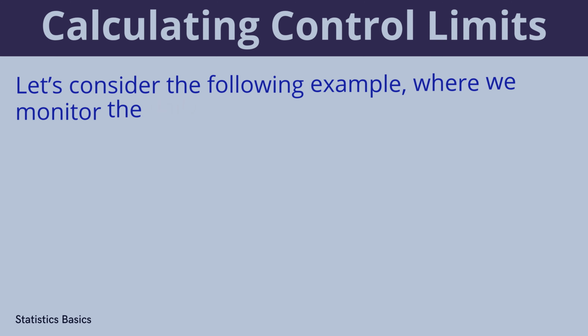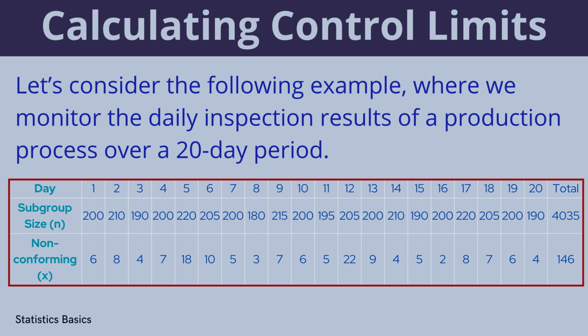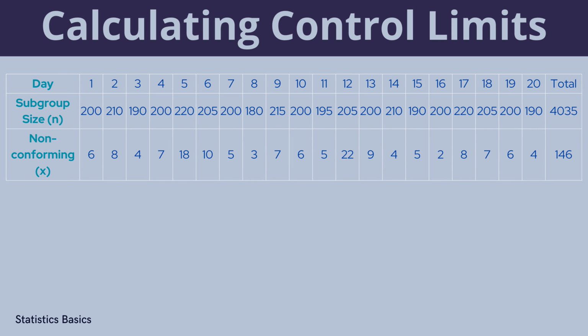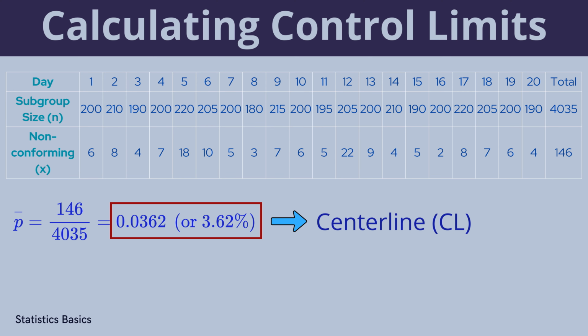Let's consider the following example, where we monitor the daily inspection results of a production process over a 20-day period. In this scenario, the average proportion of non-conforming units is calculated by dividing the total non-conforming items by the total items inspected. This gives us a value of 0.0362, or 3.62%, which serves as the center line for our control chart.